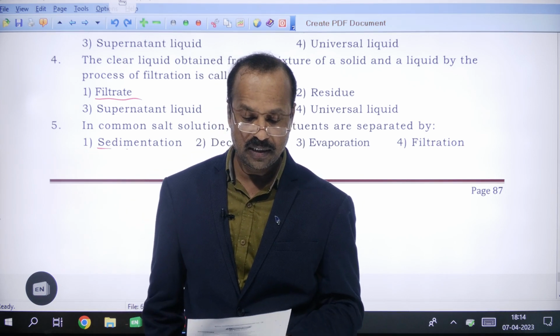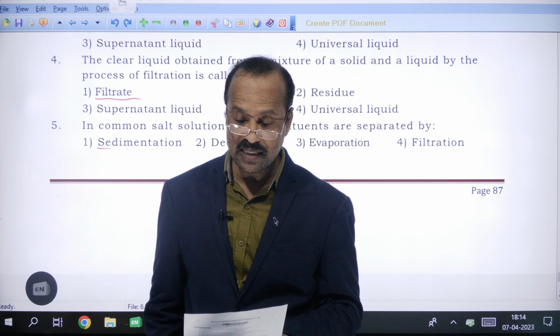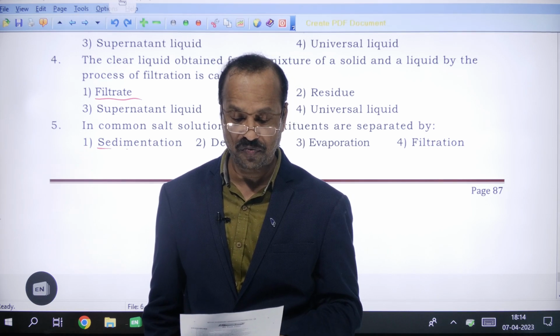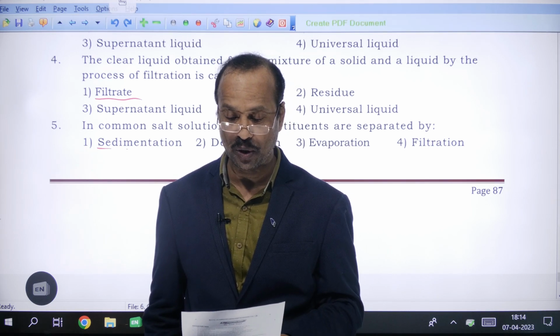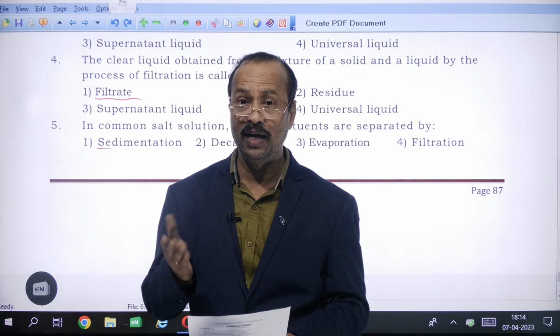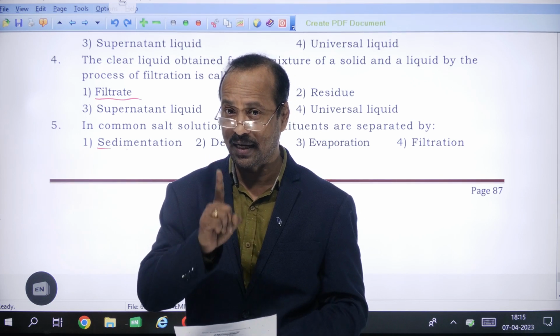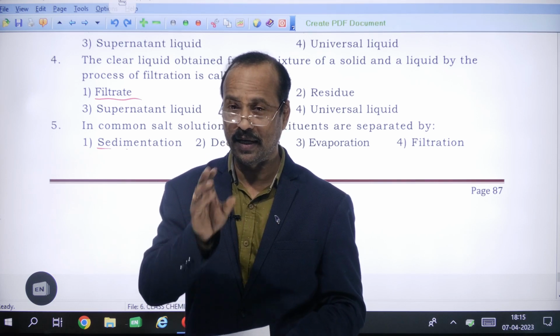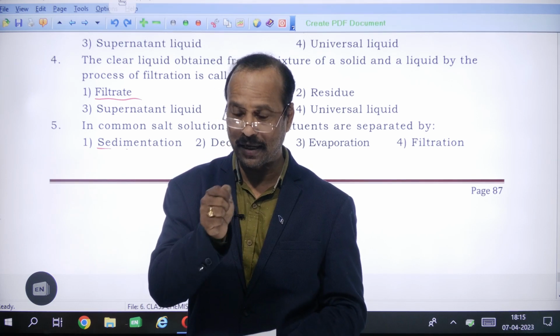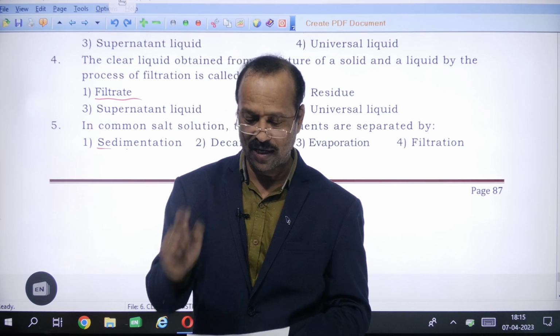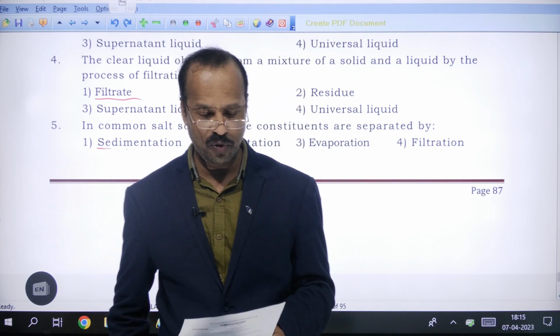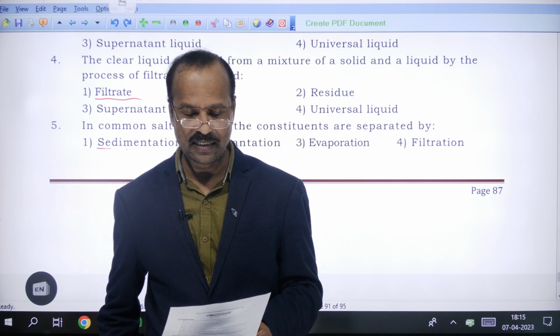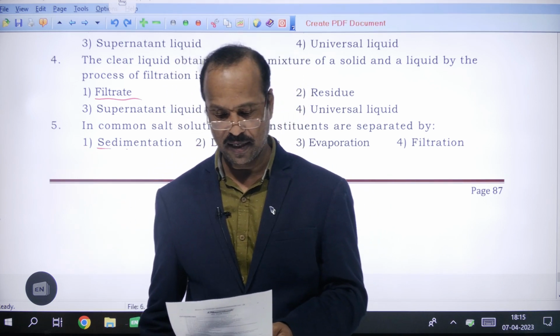Next, the 6th question. The process of separation of an insoluble solid constituent of a mixture from the liquid constituent by passing it through some porous material is called filtration. Example, yesterday I gave: your mom prepared the tea. After preparing the tea, the tea powder can be separated by filtration. So the answer is filtration. 7th one. Silver chloride particles in water can be separated by the same filtration.